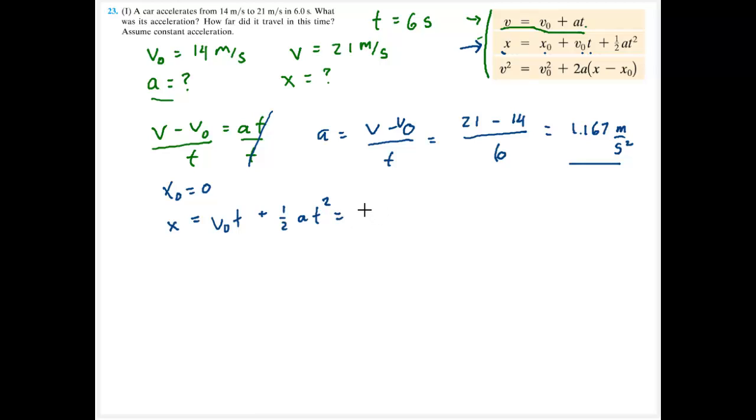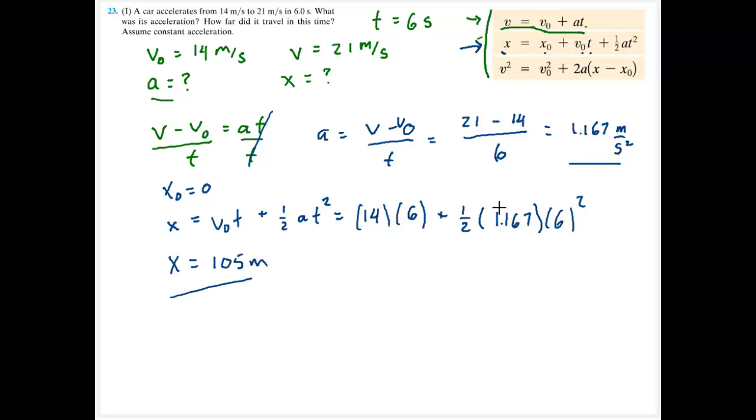So the initial velocity is going to be 14 meters per second. The time is going to be 6 seconds, plus 1/2 the acceleration, 1.167, and then the time is going to be 6. And don't forget to square that, very common mistake. So at the end of the day, we're going to end up with 105 meters is how far it traveled.